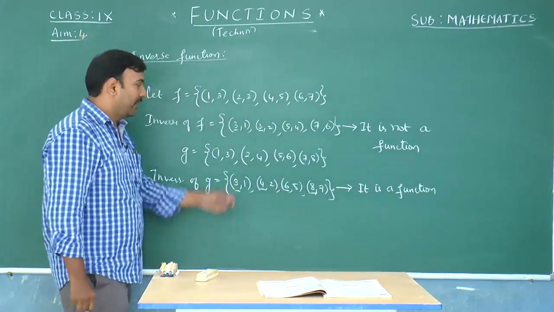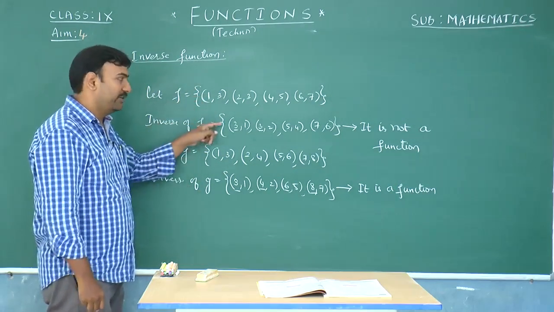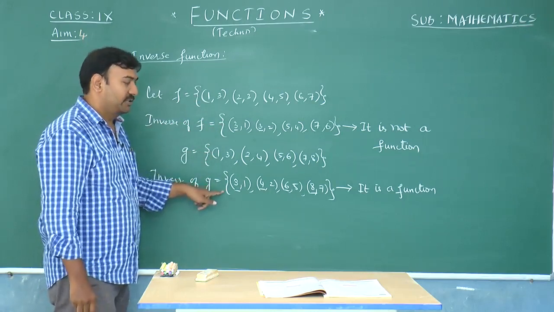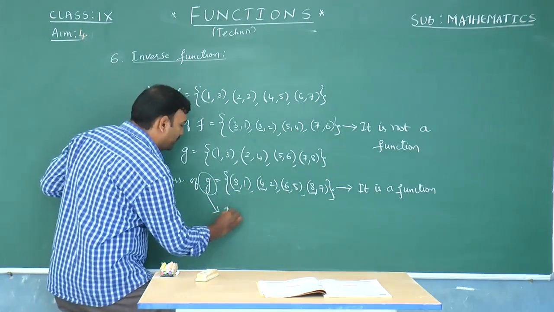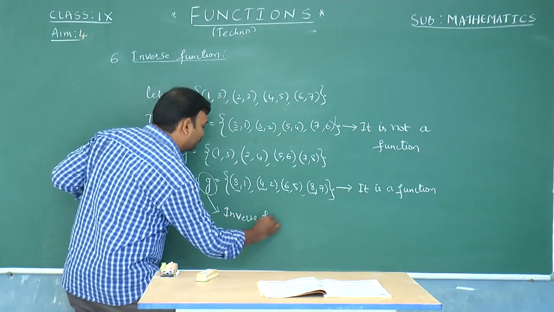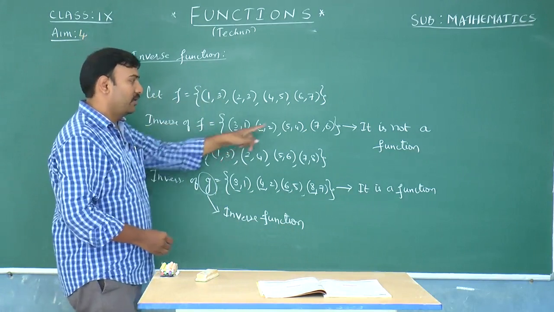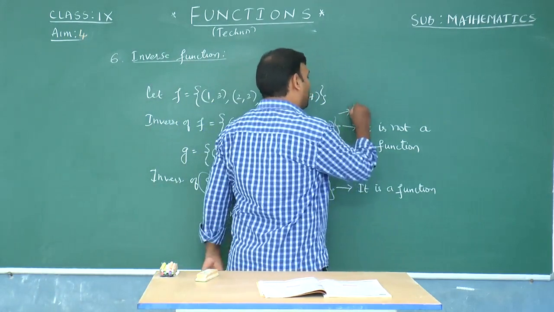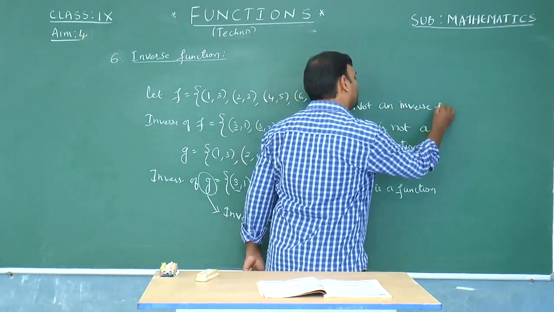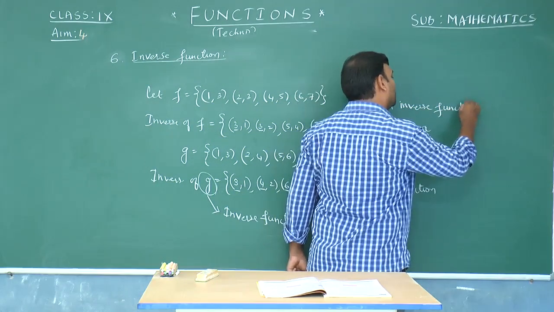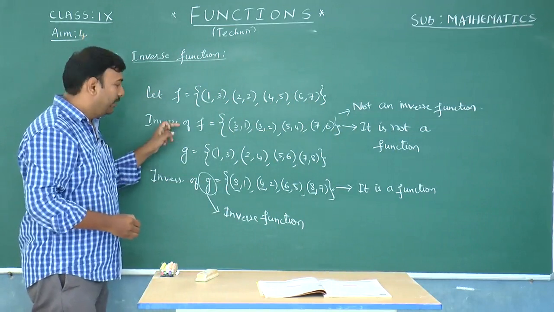So what we have done is we have considered two functions, taken their inverses and checked whether they are functions or not. If the inverse of the function is a function, such a function we call an inverse function. Whereas the inverse of the function f is not a function, so this is not an inverse function. So the inverses of functions need not be functions.